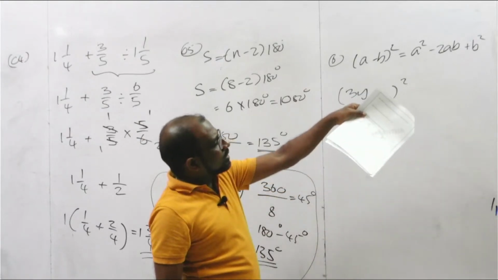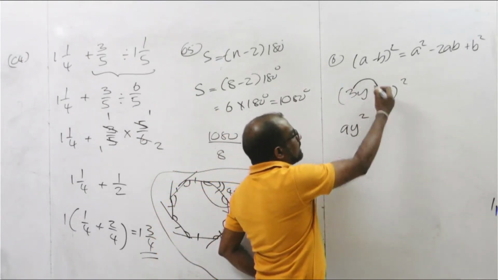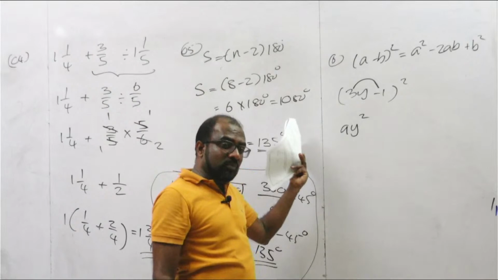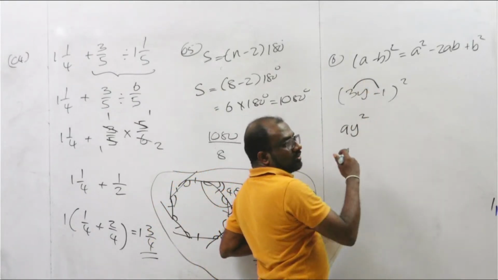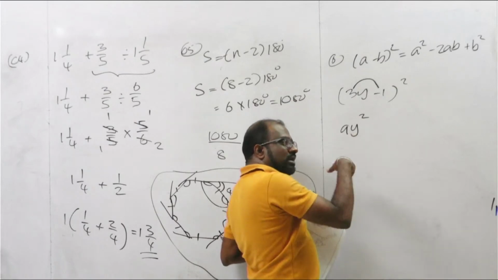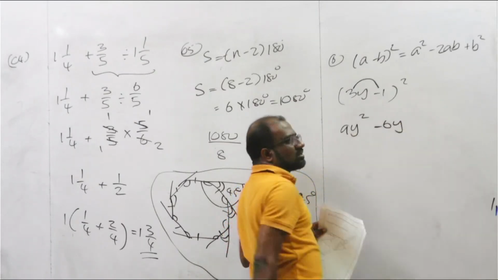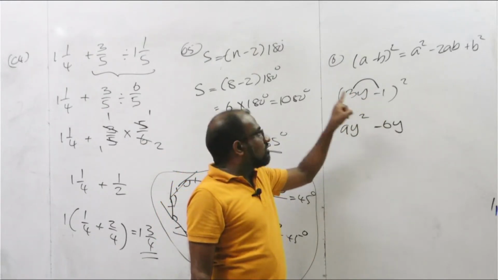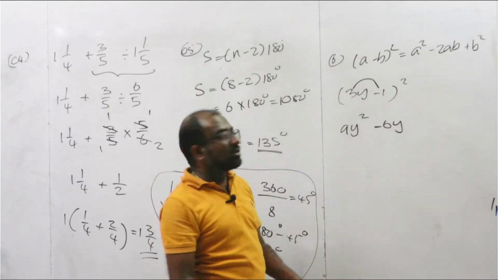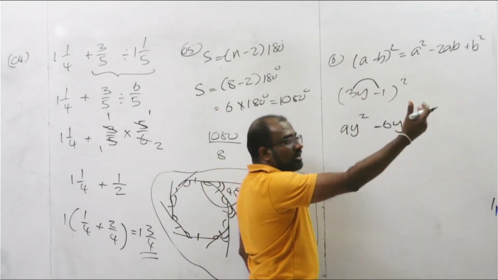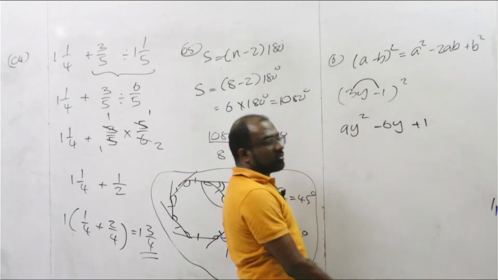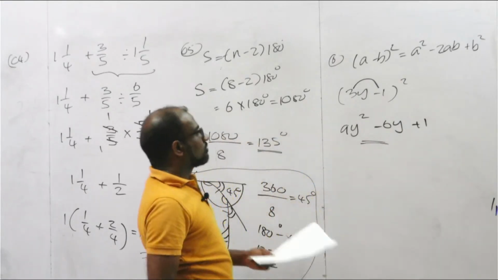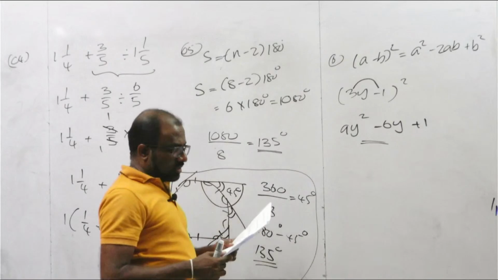Then 2ab: the two terms should be multiplied together and again multiplied by 2. 3y into minus 1 is minus 3y. Again multiplied by 2, minus 6y. That's it. Then the second term, minus 1 squared, is plus 1. So this is the answer: 9y squared minus 6y plus 1.